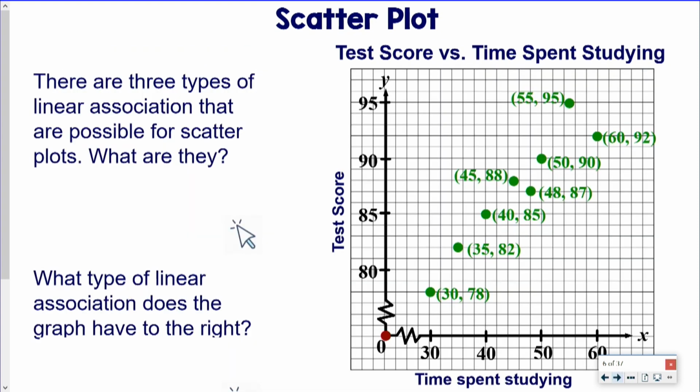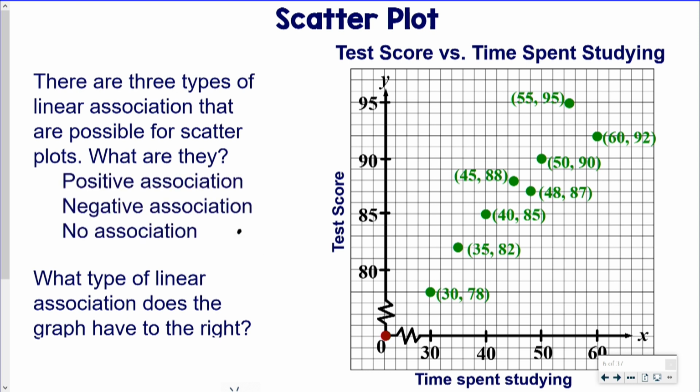Okay, so let's take all of that and put it together in one big picture, going back to our information about time spent studying and the test score. There are three types of linear association that are possible for scatter plots. What are they? If you said positive, negative, and no association, you're 100% correct.